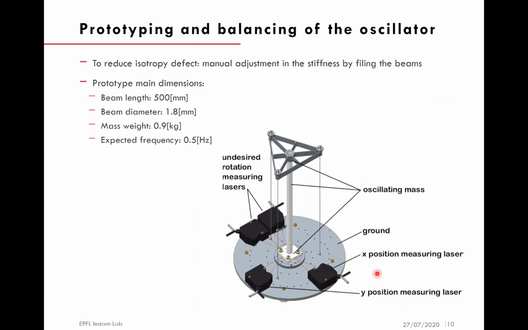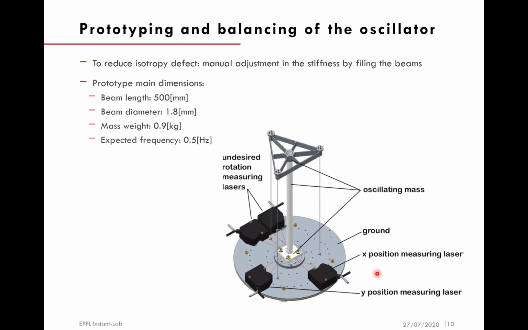Kamerlingh-Onnes had a method to reduce the isotropy defect, in which he would observe the trajectory of this pendulum and then file the mass at the right place to correct the defect. We will inspire ourselves from his method by measuring the frequency in all directions to then file the beams to reduce their stiffness in the direction in which the frequency is highest.